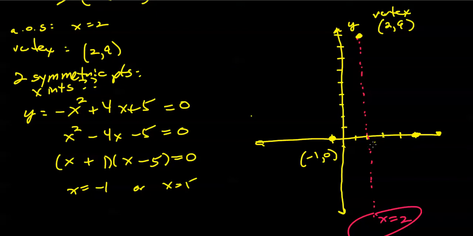Okay, cleaning things up a little bit. And this point here, this x-intercept has a coordinate 5, 0. Alright, so I have everything I need. I've got an axis of symmetry, I have a vertex, I have 2 symmetric points. I know it's going to be a concave down parabola.